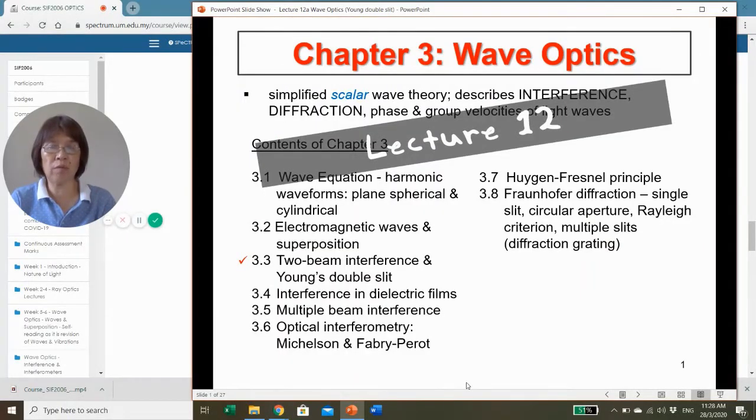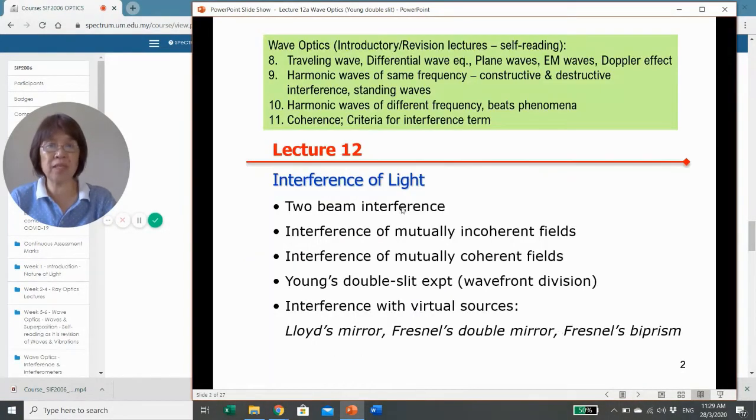Lecture 12 will focus on two beam interference, especially the arrangement for Young's double-slit experiment, which is an example of a wavefront division interferometer.